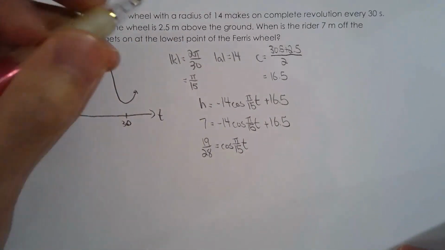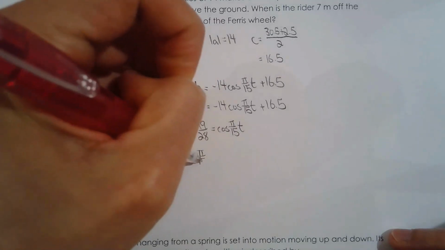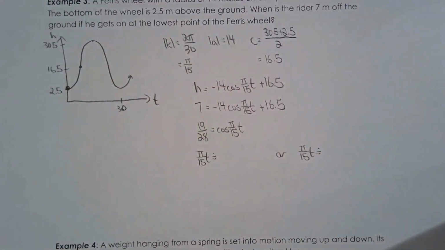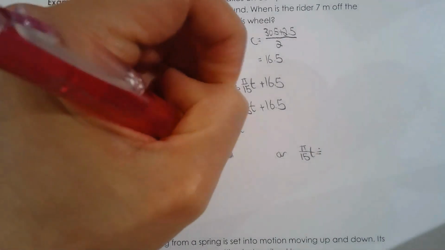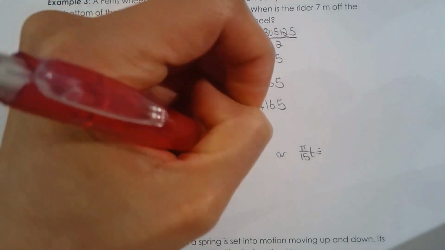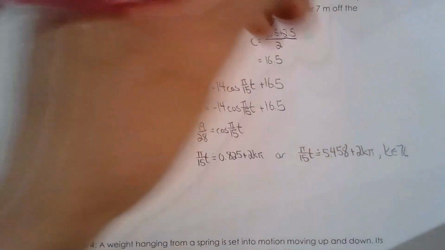So how do I get my infinite answers? I have to study the coterminal angles. So pi over 15t is equal to, unfortunately, it's not one of my friendly ratios here. So we're looking at 0.825 plus 2k pi, fourth quadrant, so 2 pi minus 5.458 plus 2k pi. k is an integer.